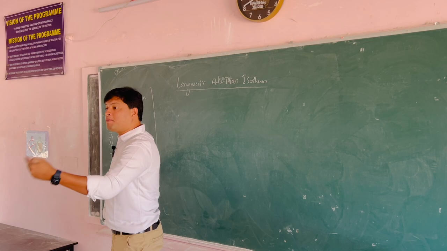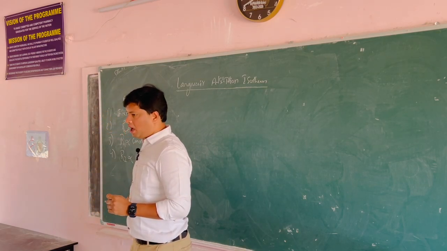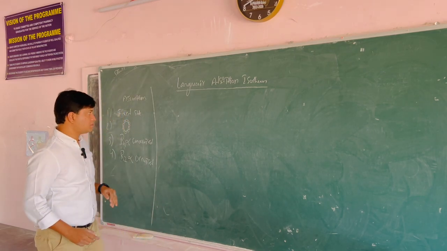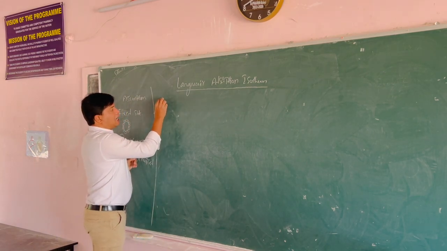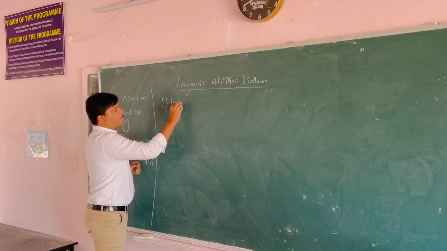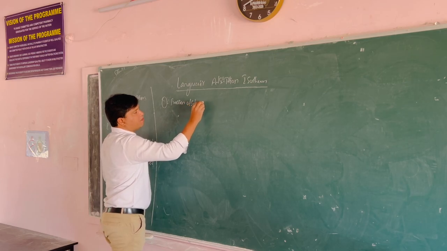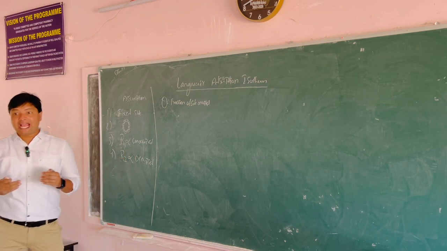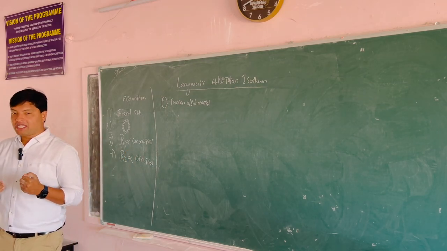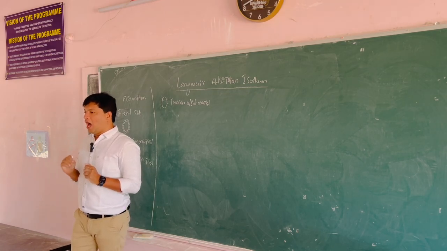Rate of desorption is directly proportional to the number of sites occupied. Next, assume theta as the fraction of sites occupied. Fraction, I am using the word fraction. Assume one minus theta as the fraction of sites unoccupied.